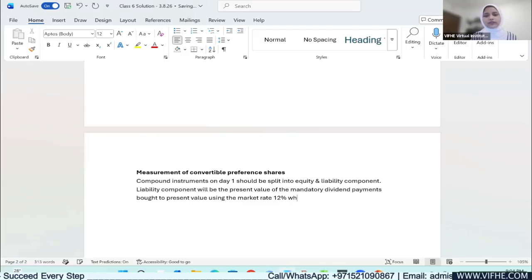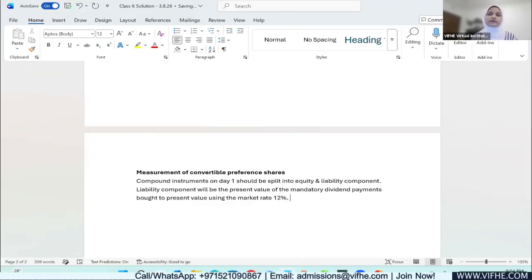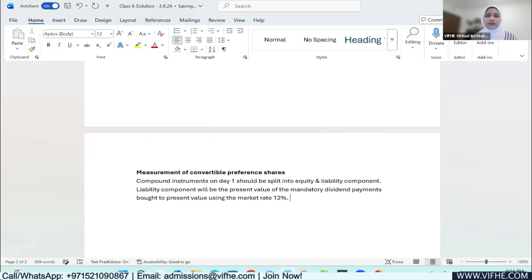I'm not getting into too many details because I know I'll reach max. It's a full point to write that this is the coupon rate for an ordinary bond, which is nice, but there is so much to talk about and I'll reach max. So I'm not getting into a lot of details right now. Brought to present value using the market rate.